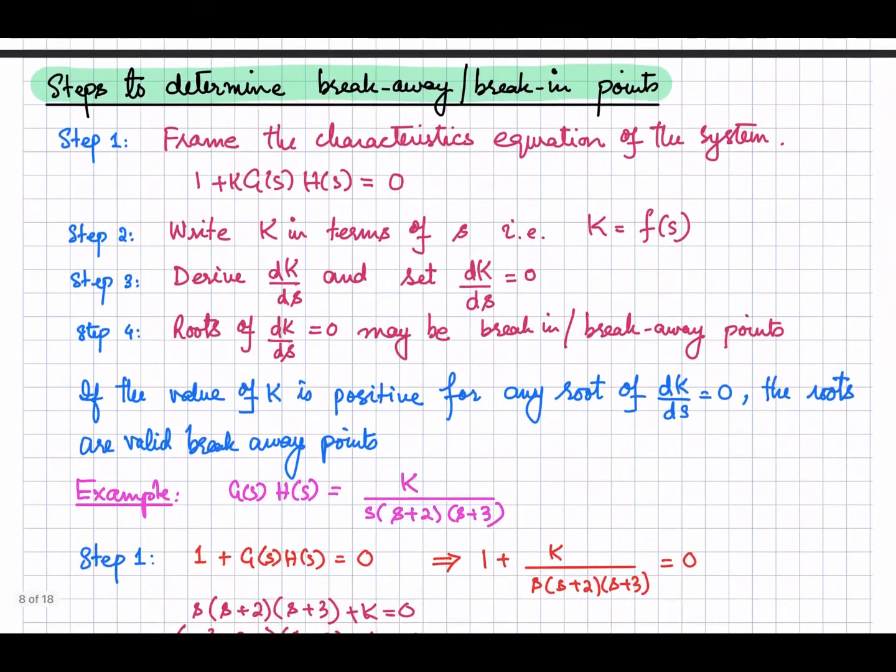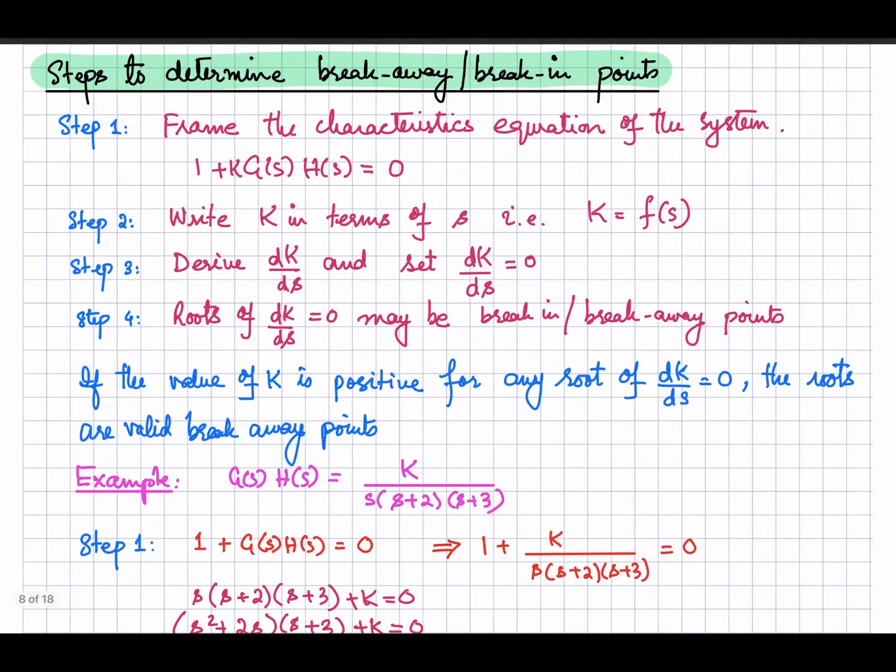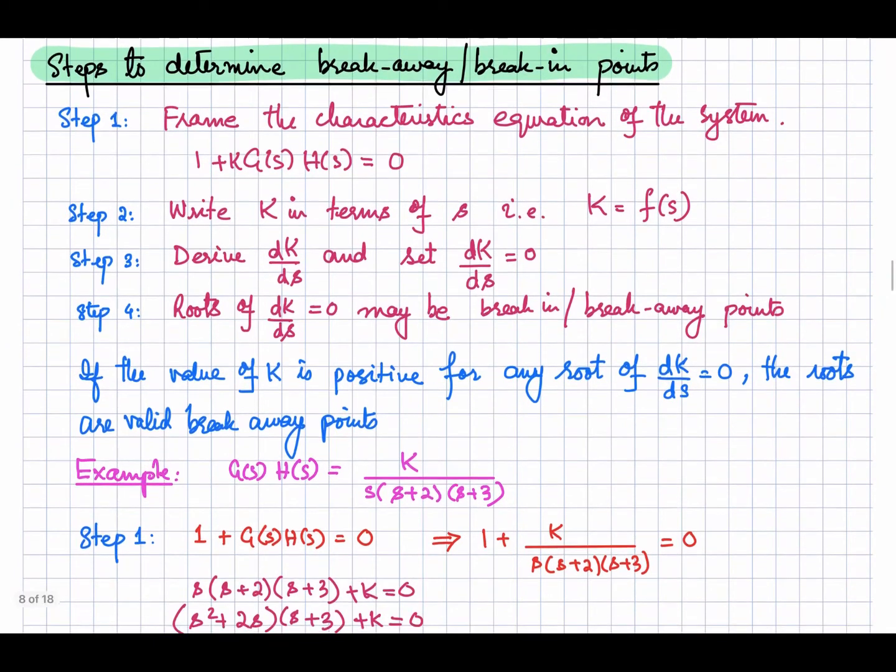Okay, so now how to determine these break-in and break-away points. Let's discuss the steps for the calculation of the break-in and break-away. The first step is to frame the characteristic equation of the system. The characteristic equation is 1 plus G(s)H(s). Then write K in terms of s, as a function of s. Then take the derivative of this K with respect to s and set that derivative equal to 0. The roots of that derivative equation set equal to 0 may be the break-in and the break-away points.